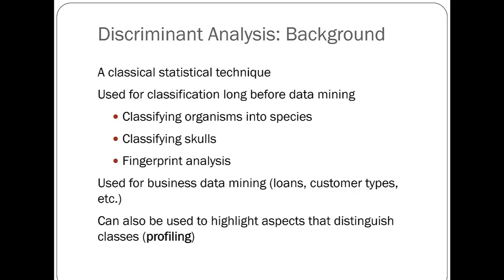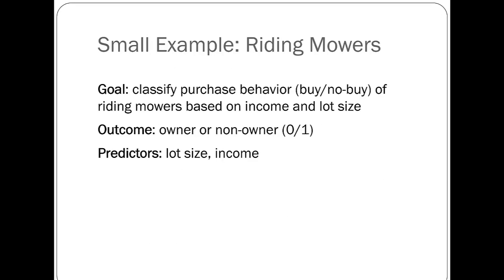Much before data mining, it was used to classify organisms, identify species by their skull, and also to look at differences in fingerprints. In business, it's used to do any sort of classification like we've talked about previously, identifying who's going to accept a loan, what types of customers we have, and so forth. And this can also help us in profiling by identifying the differences between the classes in the response variable that we're interested in.